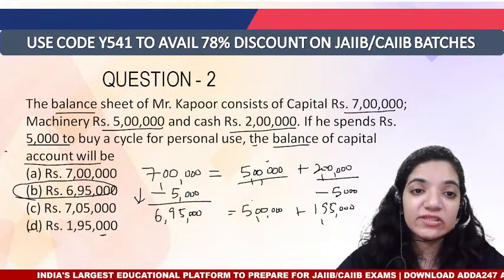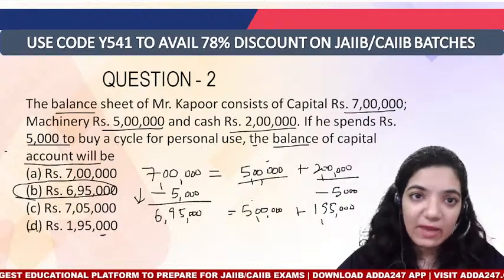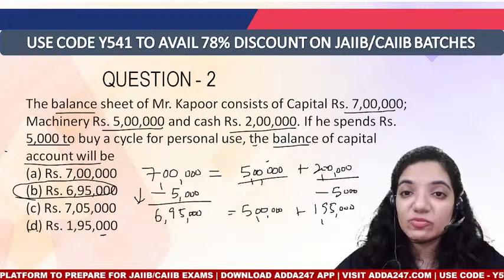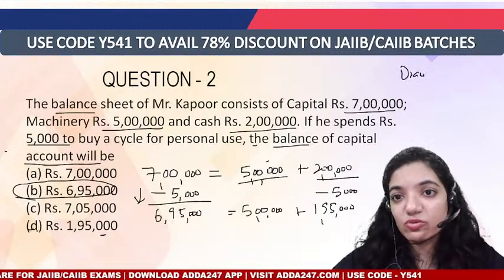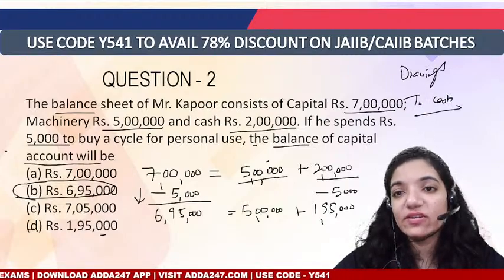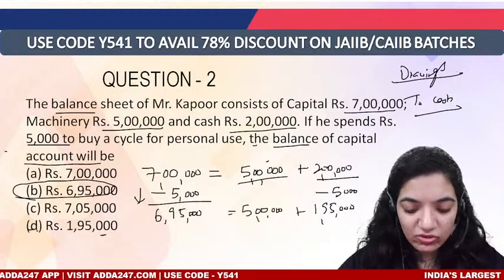But this amount is taken from the capital, but it is also going from the cash as well. So basically, when we jot down the journal entry for the same, it would come out to be drawings to cash. If you follow the journal entry, even then you'll be able to solve it.